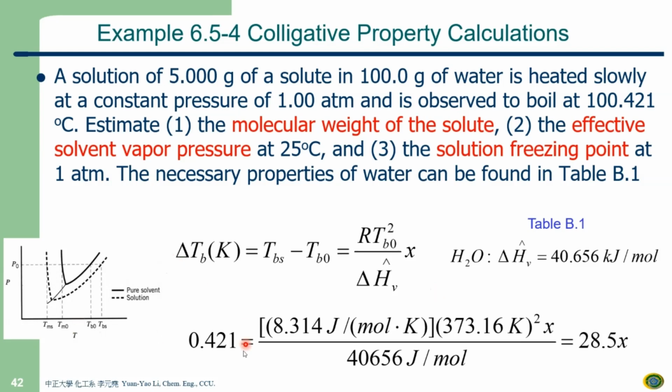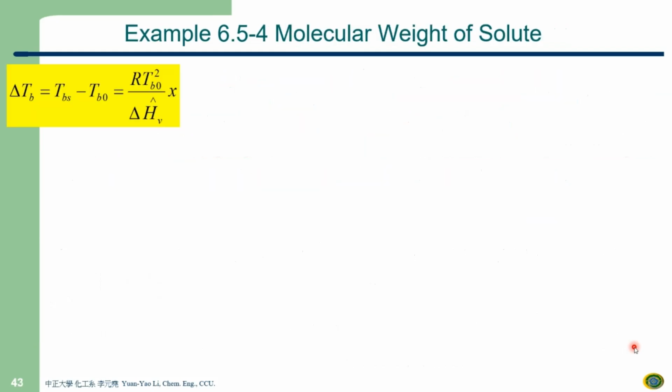So you know the delta TB will be 0.421. And then you put a gas constant here, you put a TB0 here. So TB0, what is it for water? 100 Celsius, that would be 373.16 Kelvin. And you put the latent heat here, and you have an X here. So as a result, you can calculate 0.421 equals 28.5x. Okay. So what is x?